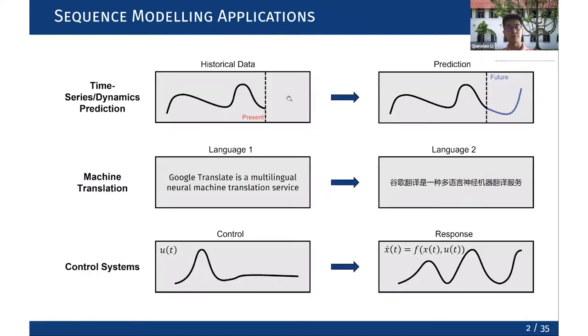Okay, so to introduce what is a basic sequence modeling problem. Here are some examples of sequence modeling problems. The first one, probably the most classical, is to predict the future evolution of a temporal sequence, right? So the x-axis here is the time, and your historical data is up to the present, and your goal is to produce a sequence that includes, of course, everything up to the present, but also some segment into the future.